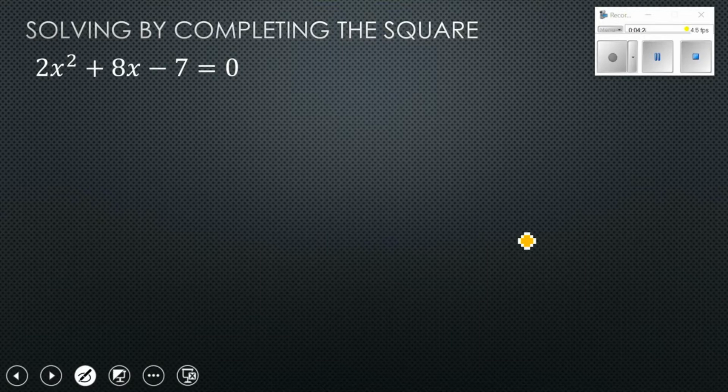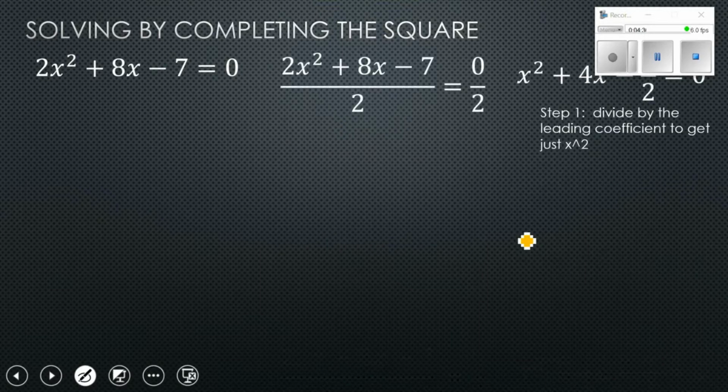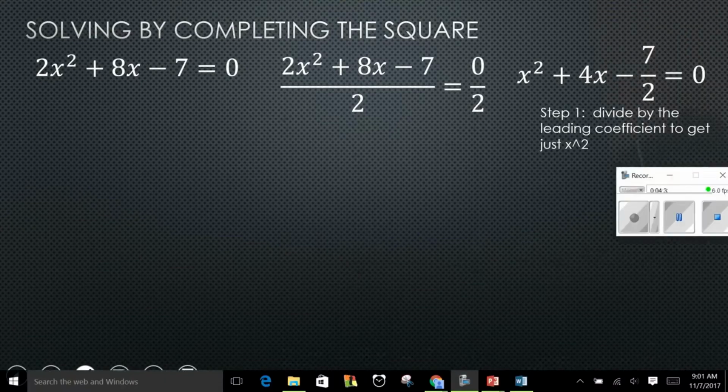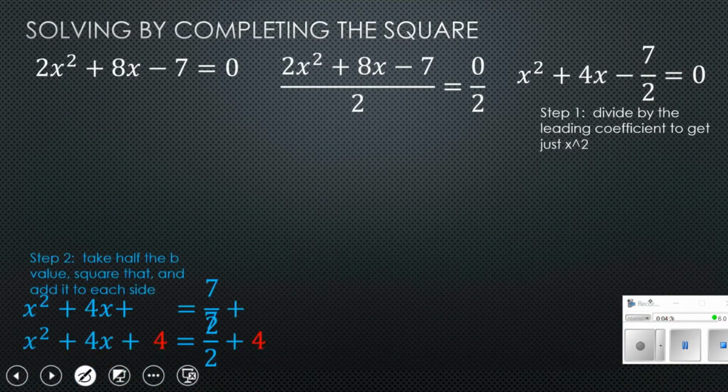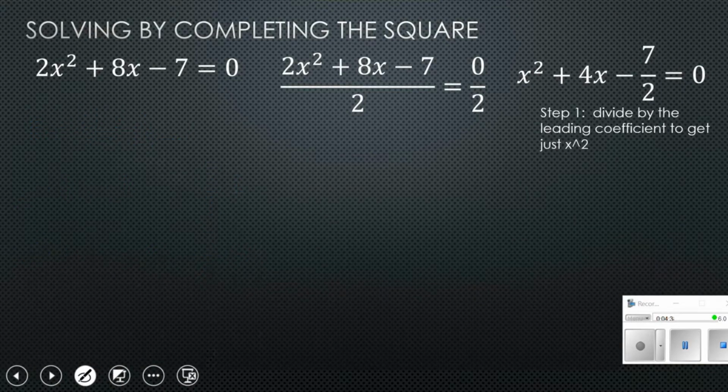Okay, so completing the square, here's how it works. Our first step is going to be to divide by the leading coefficient to get x squared by itself. So notice in this case, we have an x squared here, and that's what we want. If you already have x squared there, that's okay. You can just skip this first step.